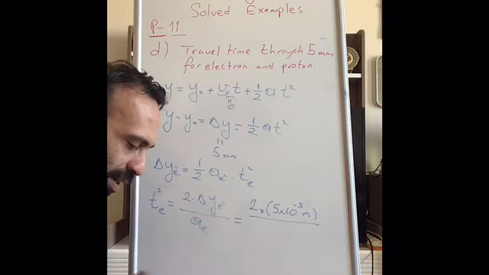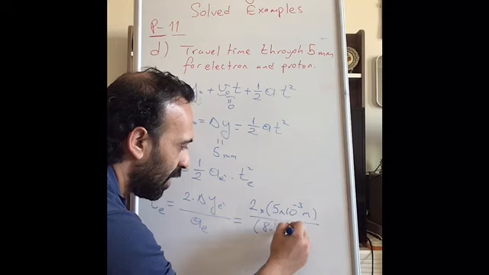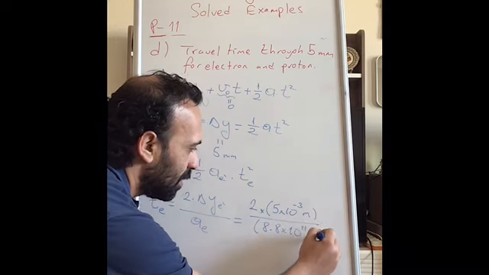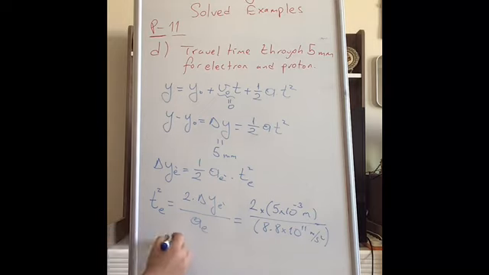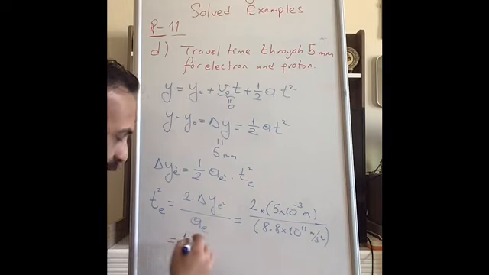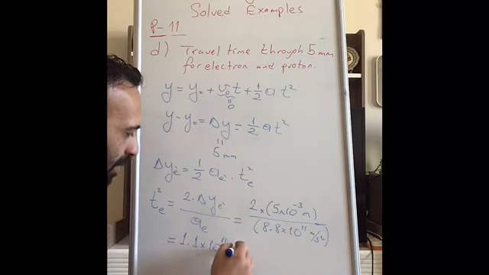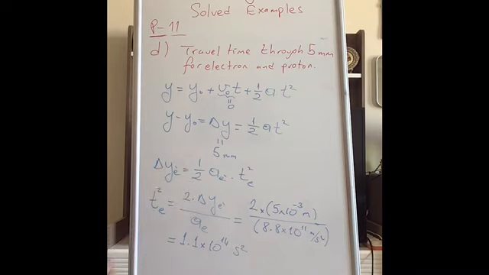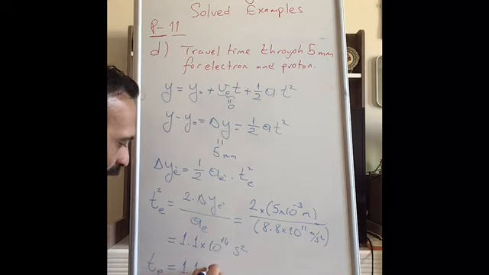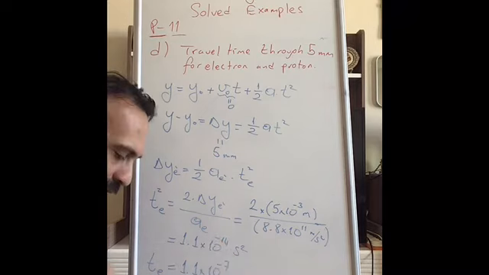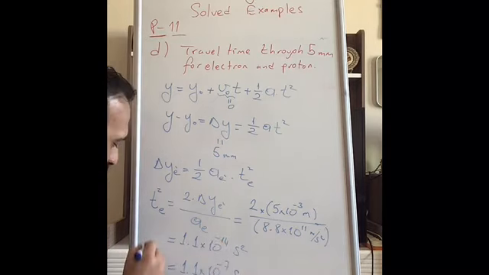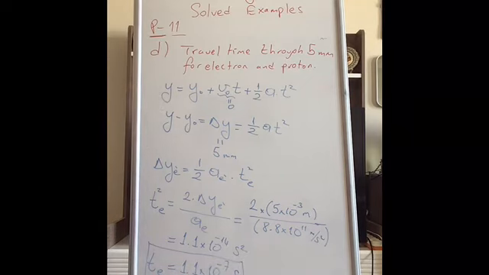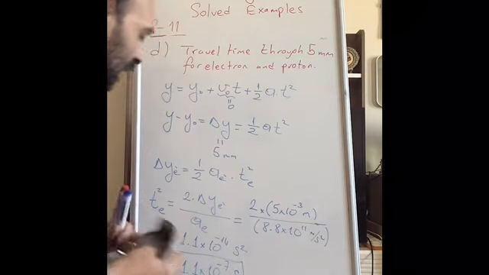What was the acceleration for the electron? It is equal to 8.8 times 10 to the 11th meter per second squared, and t squared will be about 1.1 times 10 to the minus 14 second squared, but we need to take the square root. If you take the square root, the travel time of the electron will be about 1.1 times 10 to the minus 7 seconds. So this is the travel time for the electron.